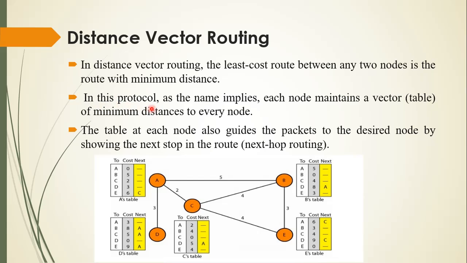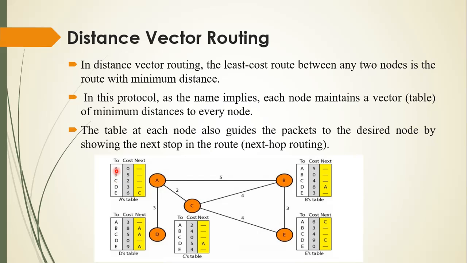Okay, in this protocol, as the name implies, each node maintains a vector, meaning a table, of minimum distance to every node. The table at each node also guides the packets to the desired nodes by showing the next stop in the route. Okay, next hop routing. So see here we have nodes A, B, C, D and E. At node A we have A's table.